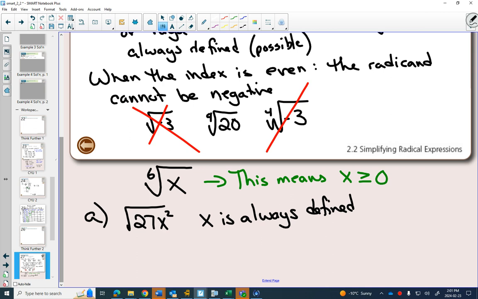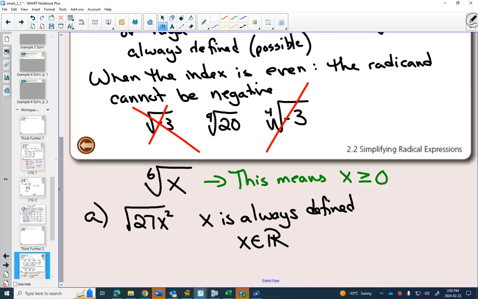And the way that we say that x is always defined is we write the domain by saying x belongs to all the real numbers. There's not a single real number that we can't put in. Does it make sense? And usually with these questions, you're going to test 0, you're going to test positive numbers, and you're going to test negative numbers. Like if I test a negative number, when I square it, it becomes positive. So I'm fine for what's inside here.